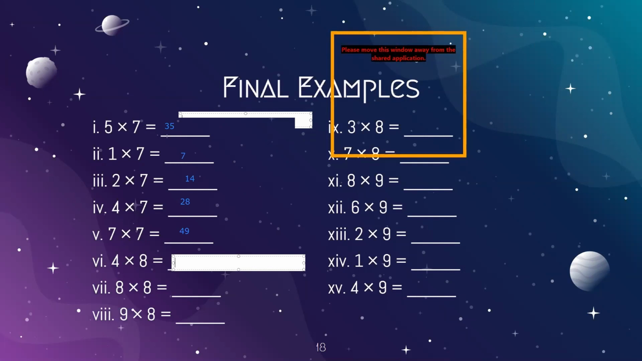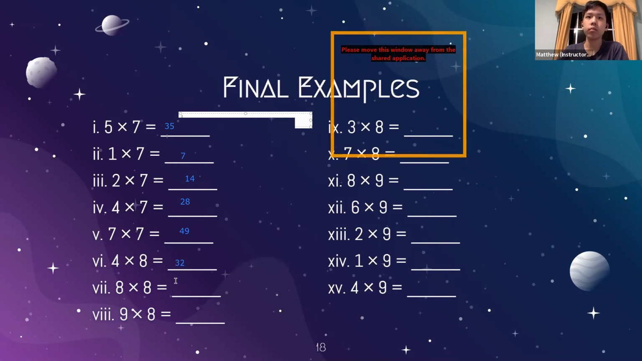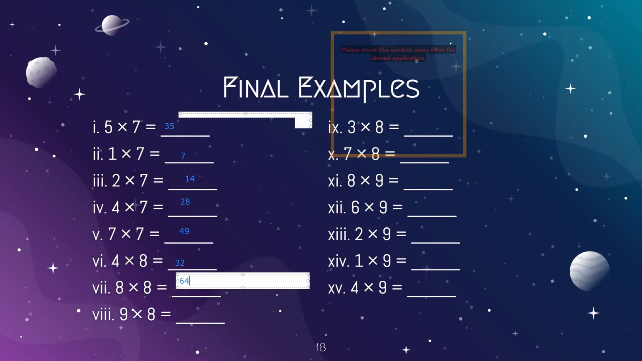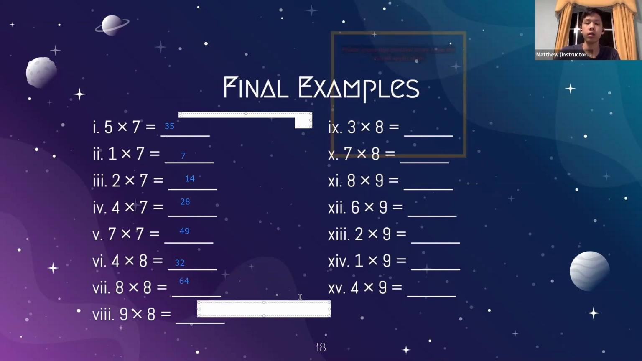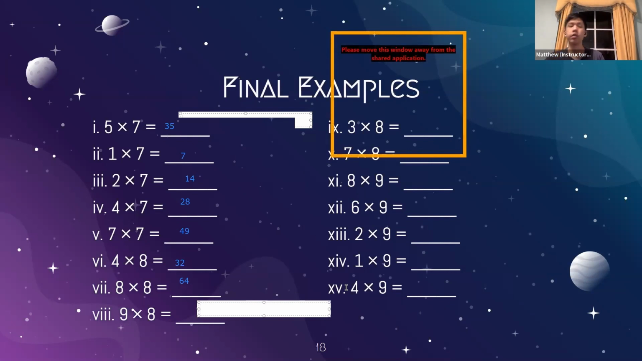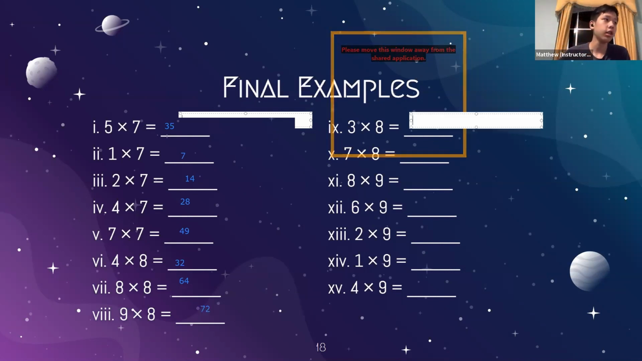32. Correct. It will be 32. What about 8 times 8? 64. Correct. What about 9 times 7? You guys don't know your 9 times table that well. I can do this for you. 9 times 8 would be 72. Correct. Fabulous. So, do you know what 3 times 8 is?